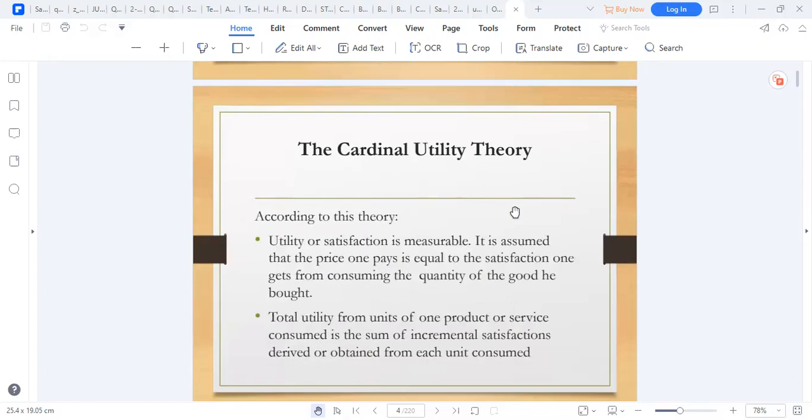Now, the cardinal utility theory basically looks at satisfaction or utility as being measurable. It assumes that the price one pays should be equal to the satisfaction they derive from consuming a certain amount of goods being bought, and therefore the total utility that emanates from the units.